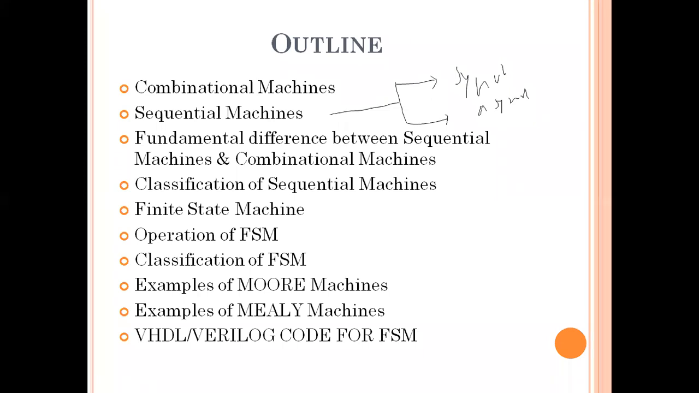Okay, here we are discussing the introduction of digital system. If you categorize the digital system, we get the two basic categories, that is the combinational and sequential machines, right?